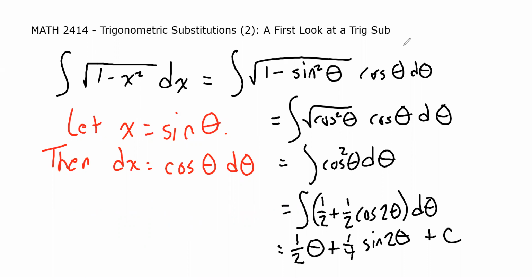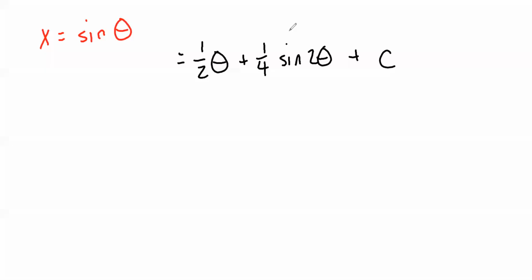There's one problem, though. We really don't know what theta equals. We know what sine of theta equals. We know that sine of theta is equal to x right here. We know sine of theta is equal to x. So what do we do at this point? Well, let's move this over to the next page and I'll show you how to undo the substitution. All right, I've just brought over the substitution x equals sine theta and the point where we are so far in the integral, 1/2 theta plus 1/4 sine of 2 theta plus c.